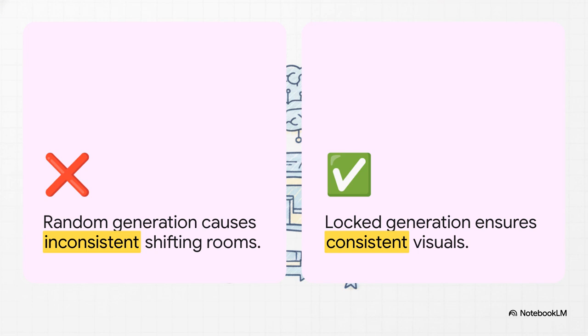Section 4. The secret to consistency. Okay, we have all seen those wonky amateur AI videos, right? The ones where the actor's face magically morphs into a different person every 3 seconds, and the living room furniture dances around the background. Yeah. If you just type prompts in randomly, that is exactly what happens.